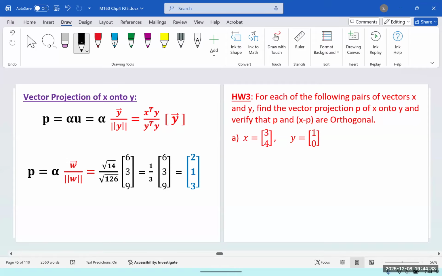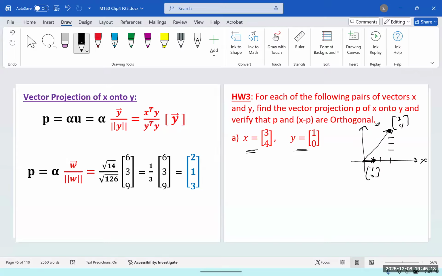Okay. So another example. We are going to do the same thing. We're going to see the vector projection of x onto y. So let me actually draw this one. It will be easier for you to understand. So this is the vector 3, 4. And we have another vector 1, 0. So 1, 0 is here. So this is our second vector.